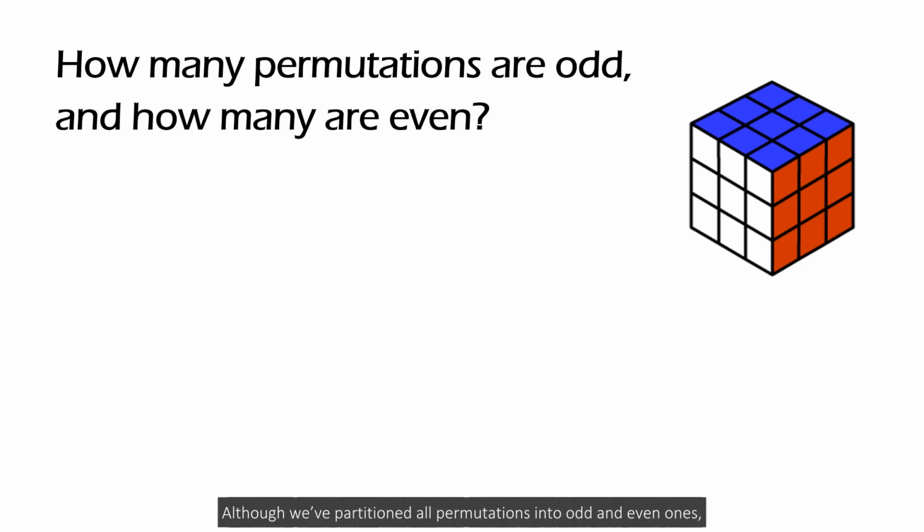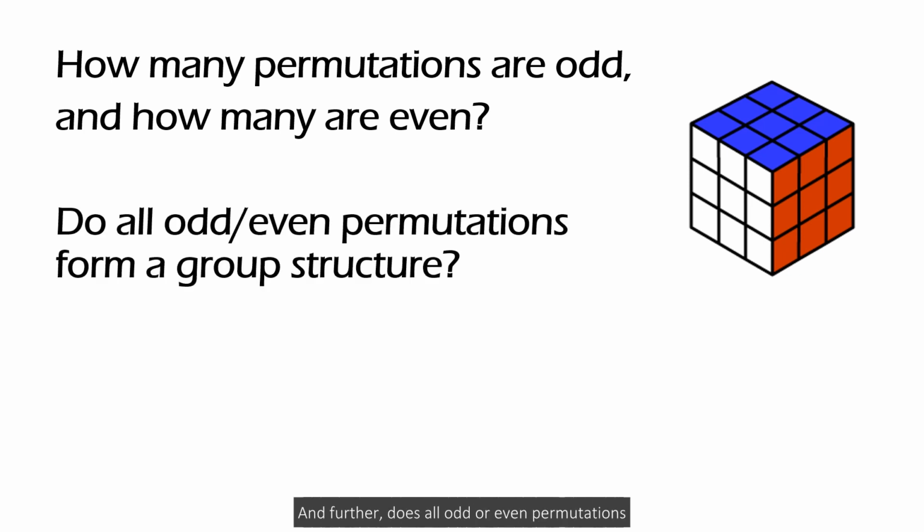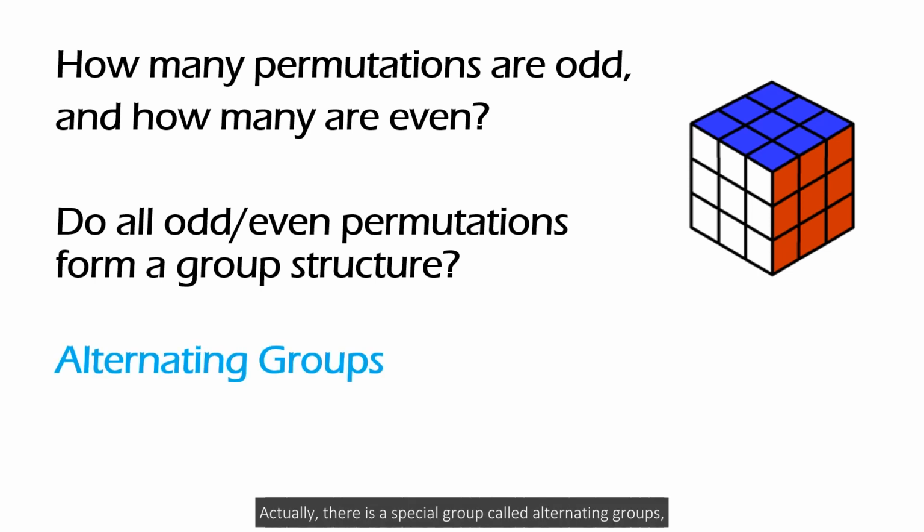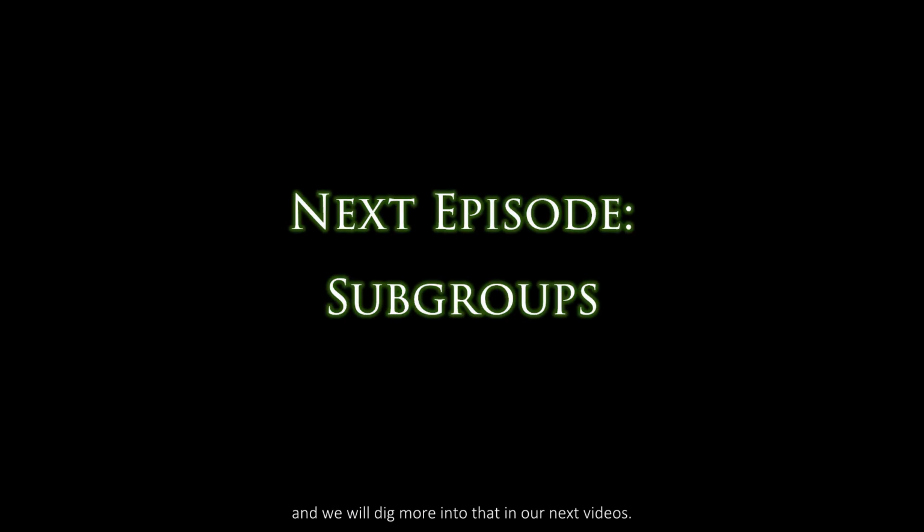Although we've partitioned all the permutations into odd and even ones, how many of them are odd and how many of them are even? And further, does odd, or even permutations form a group structure? Actually, there is a special group called alternating groups, which is related to the even permutations upon a set, and we will dig more into that in our next videos.